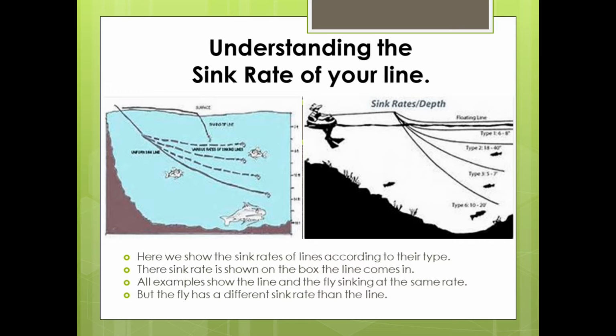Next would be an intermediate line. That would be considered the type 1 shown on the chart. It has a sink rate of usually 1.5 inches per second. Next, you would see a type 2 sink line, which has a sink rate of 2 inches per second, and so on.